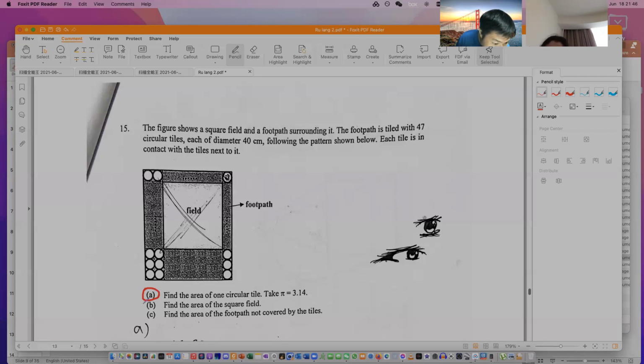So once you have figured out part B, you stop at part B first. Okay, stop at part B first.